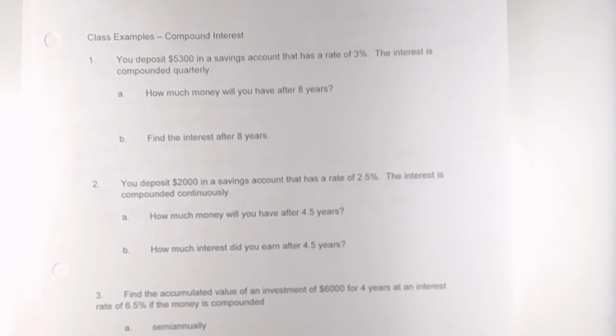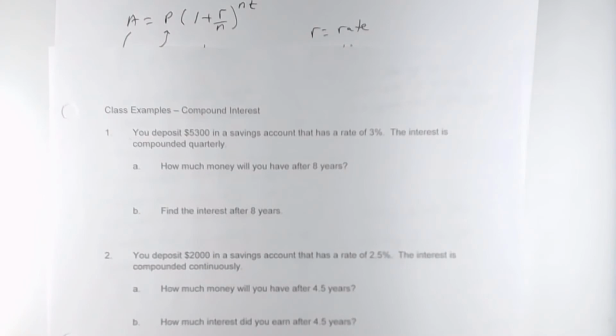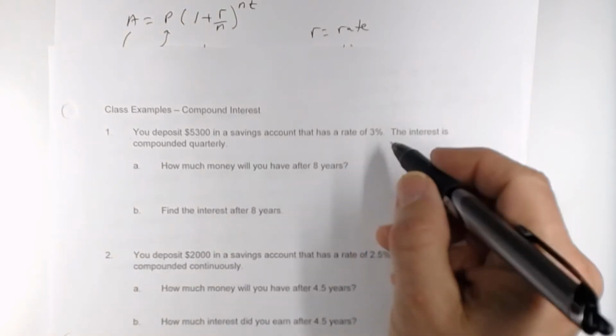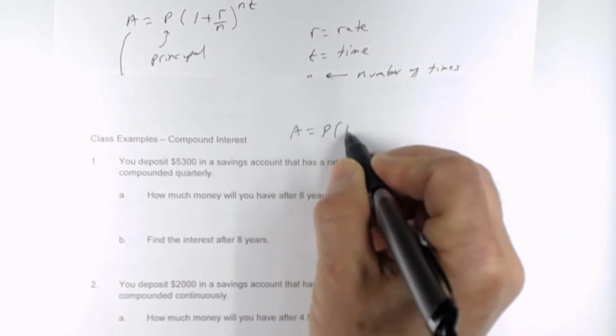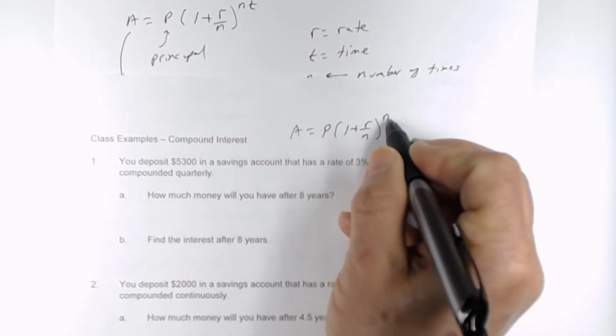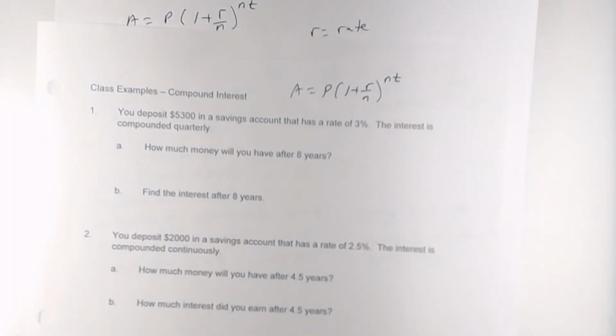Part A says, how much money will you have after 8 years? You're going to use the compound interest formula because you're told it's being compounded quarterly. So you're going to use the formula A equals P times 1 plus R divided by N raised to the NT. And the question is, how much money will you have after 8 years? Just that phrase itself, which letter do you think you're looking for? A, P, R, T, or N?